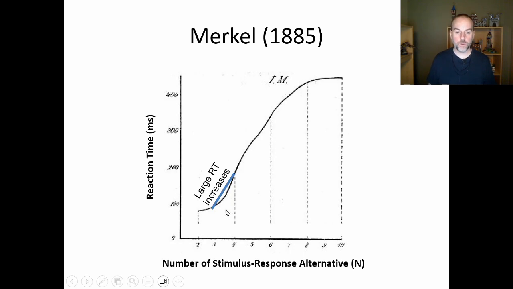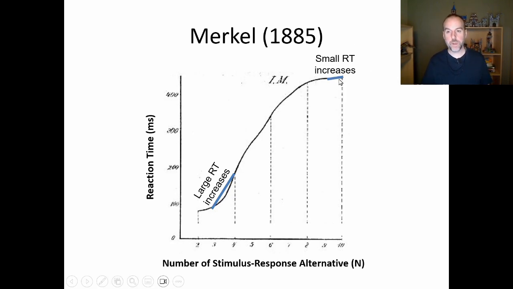First of all, what Merkel noticed is that early on, so let's say 3 choice to 4 choice, there was this very large increase in reaction time. And 3 to 4, we've increased by 1 stimulus response alternative. But let's compare this to 9 to 10. That's also an increase in 1 stimulus response alternative, and yet we see a very small increase in reaction time.